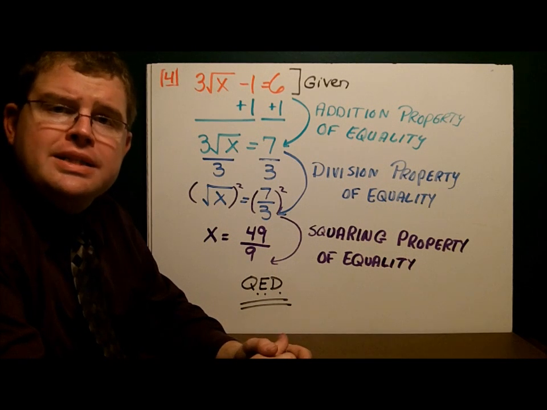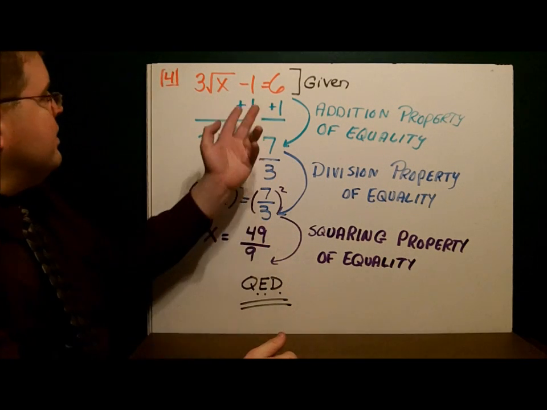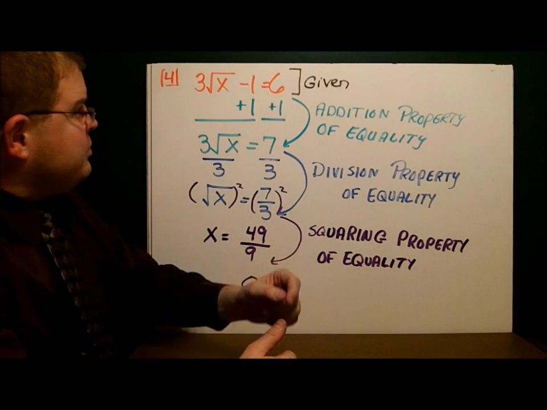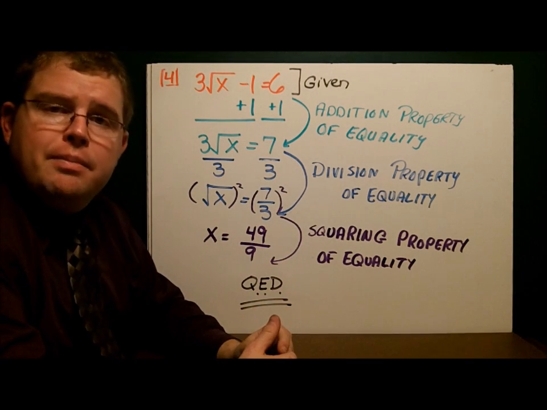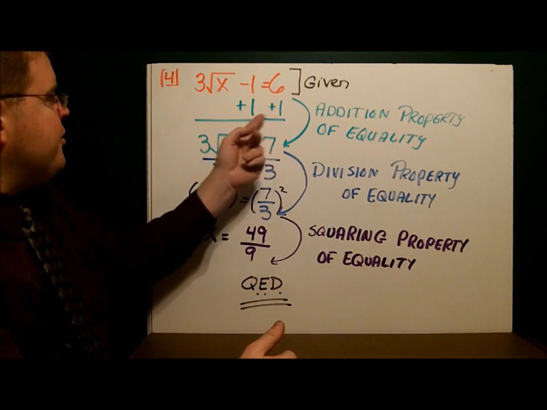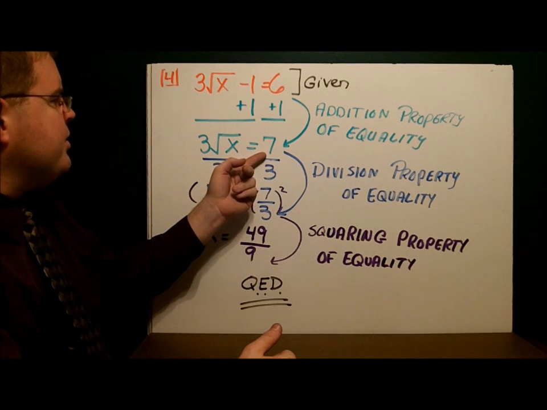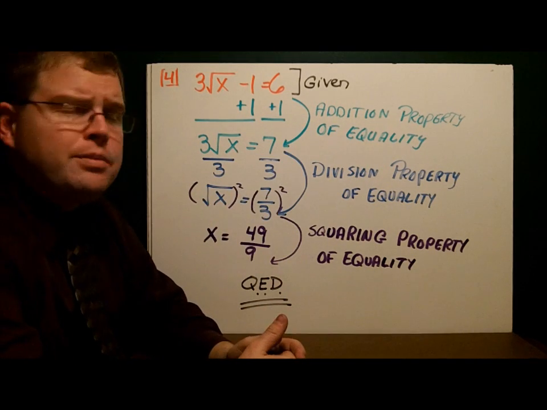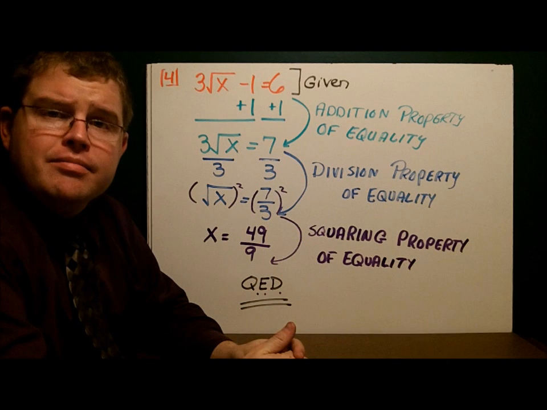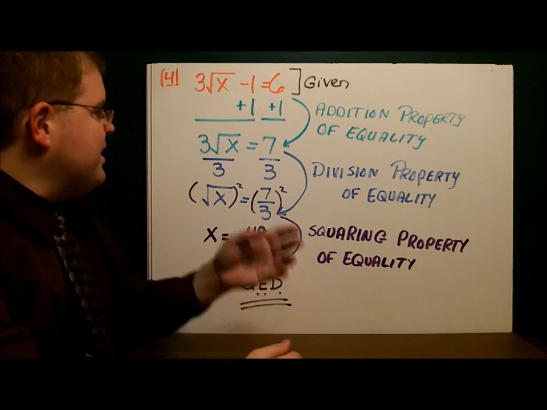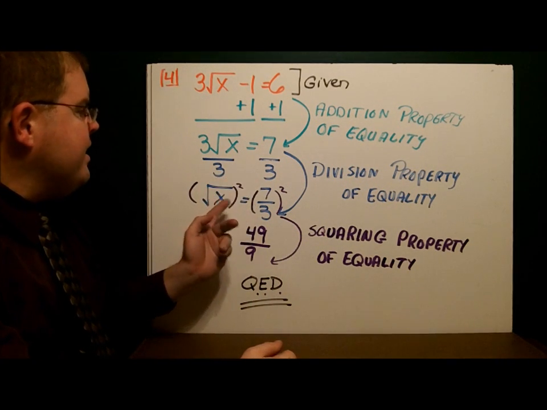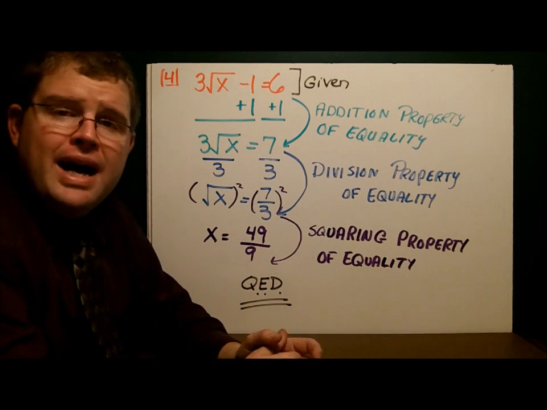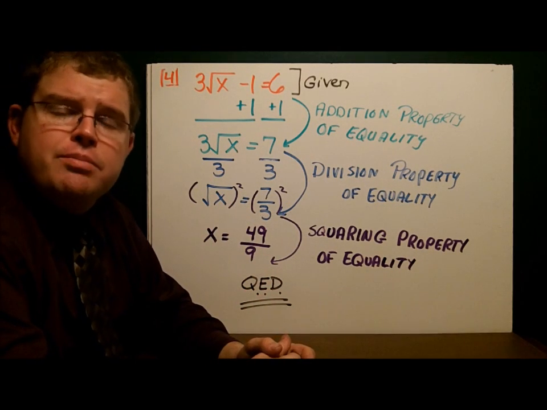Now let's write the reasons in for our proof. What's written here in red is what was given to us. That's what was printed on the page. Then, in green here, I added 1 to both sides. That's the addition property of equality. Next, I divided both sides by 3 here in blue. Dividing both sides, that's the division property of equality.